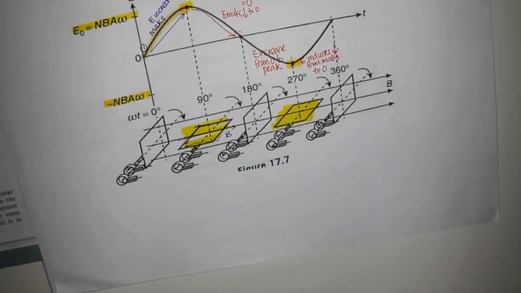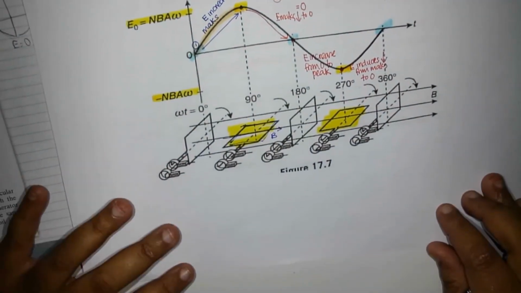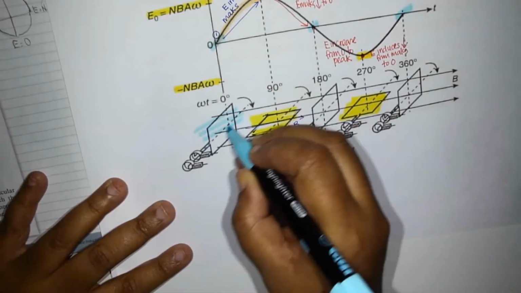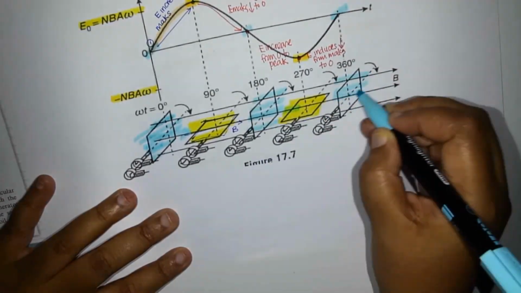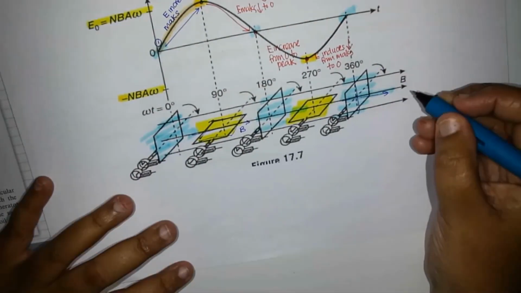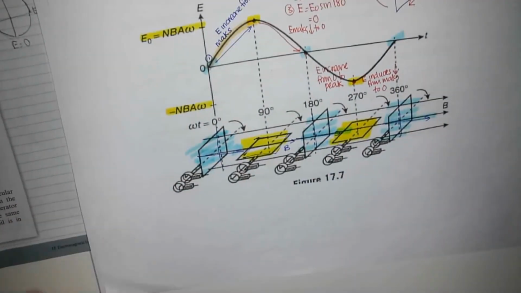Then you will realize another one: EMF is 0 when the plane of the coil is perpendicular to the magnetic field. This is the magnetic field, this is the plane of the coil, perpendicular. So that is about the graph. Alright, so next.